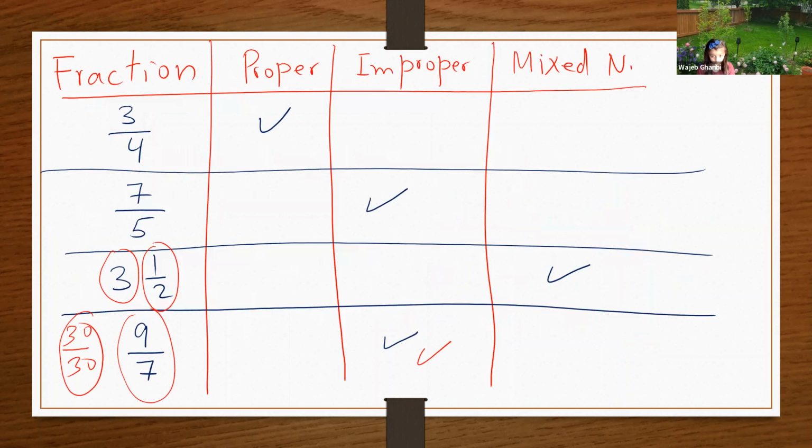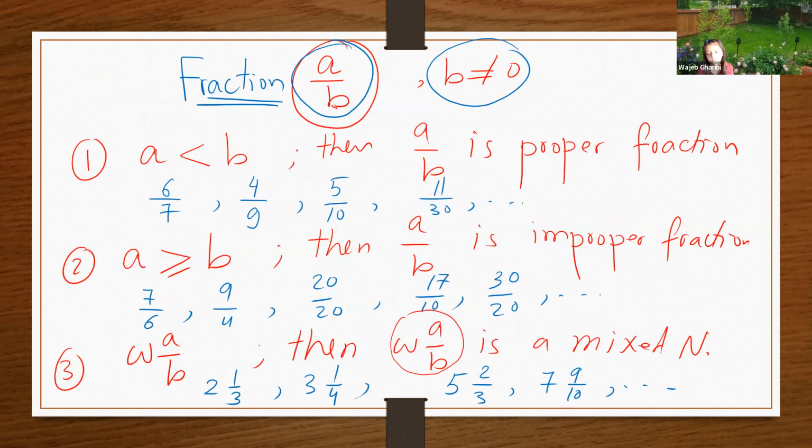Here we give some examples of proper fractions, improper fractions and mixed numbers. Finally, we summarize the types of fractions in 3 cases. The first type: when the numerator is less than the denominator, we call it a proper fraction. When the numerator is greater than or equal to the denominator, then we call the fraction an improper fraction. When in front of the fraction there is a whole number, we call it a mixed number.